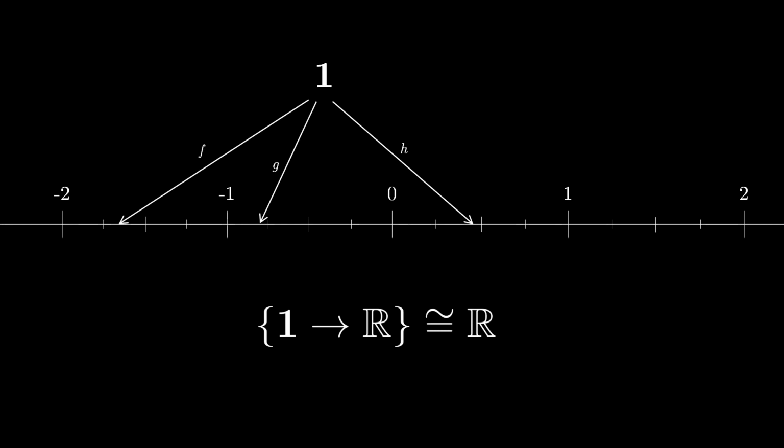However, we can attempt to examine these spaces by looking at the maps from other spaces to them. Let 1 be the set with one element. Any map from 1 to R effectively amounts to picking an element from R, so there is a bijection between the functors 1 to R and the points in R.